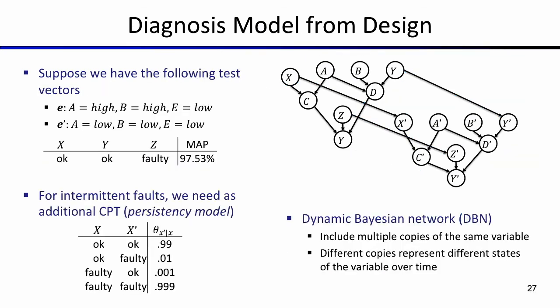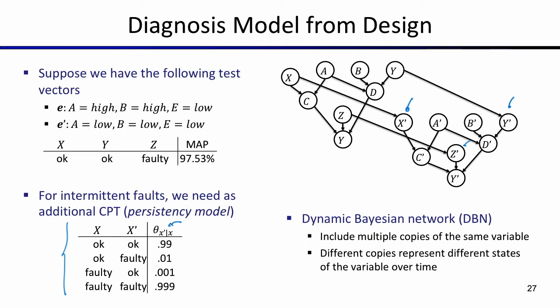So if we have this model that allows intermittent faults, we need an additional CPT for X prime, Y prime, and Z prime. But as we can see, those variables have only one parent, that is X, Y, or Z respectively. So we have a table like this, right? It is the conditional probability of X prime given X. So it's going to give us the state of X prime, assuming that the state of X is a certain value. So we can look at the probabilities here.